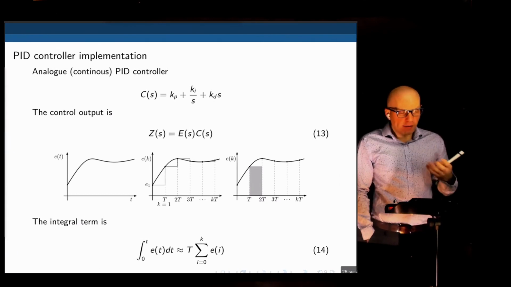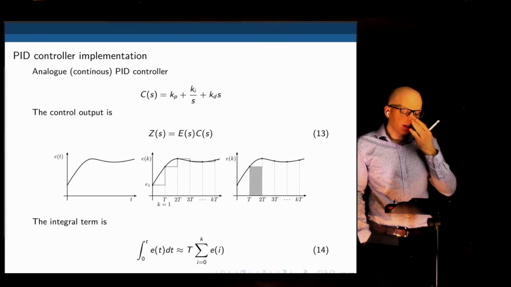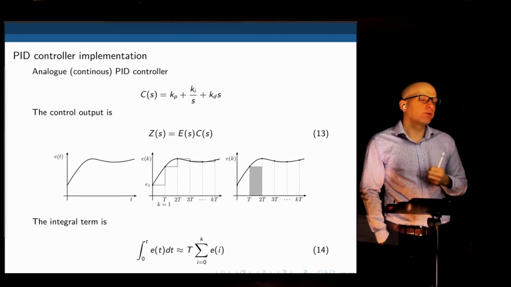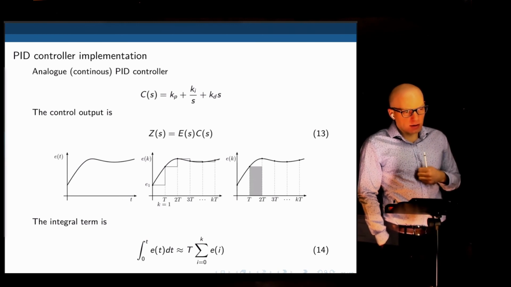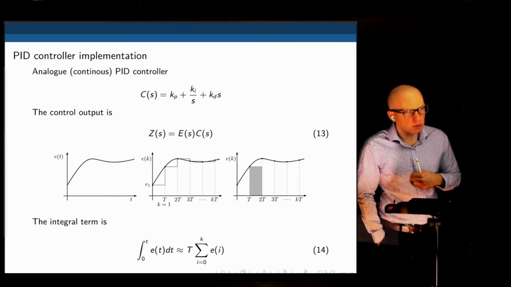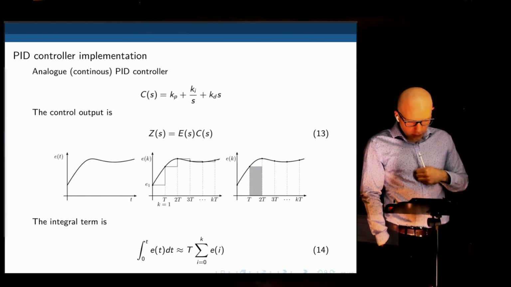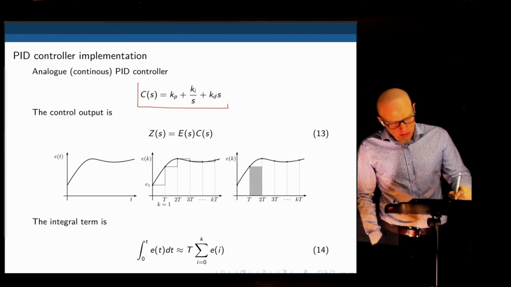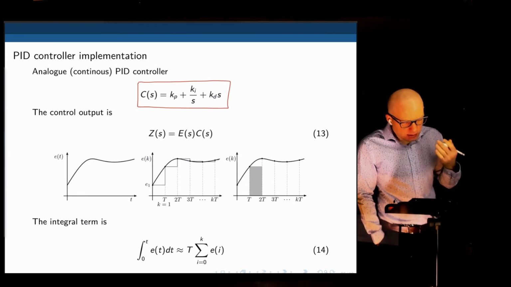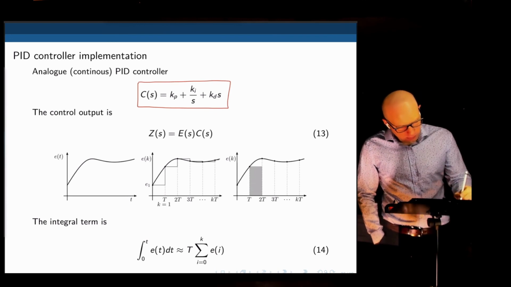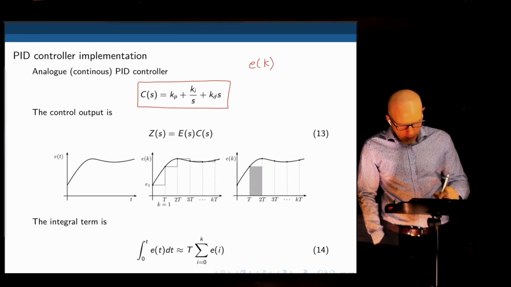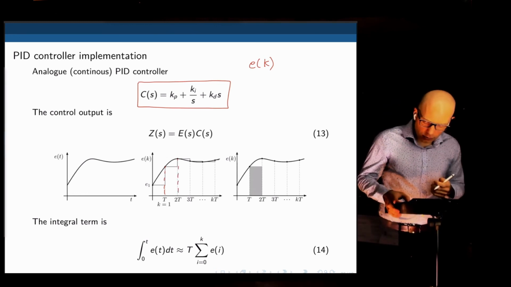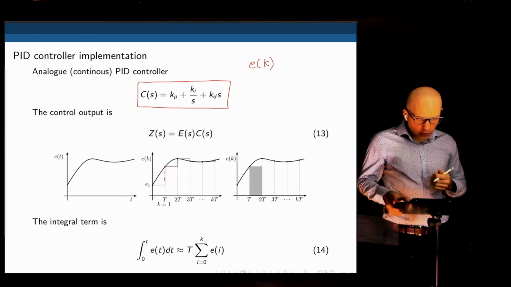Our controller, if it was a continuous controller, would take this form: proportional gain plus the integral gain over S plus a derivative gain times S. Now we have a discrete version. We need to find these three elements in a discrete version. So let's say we are looking at the error at sample K. K is the sample here. K equals 1 would be T, K equals 2 would be 2T, K equals 3, 3T, and so on.